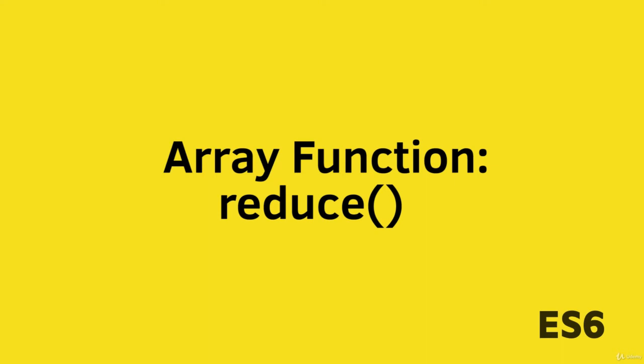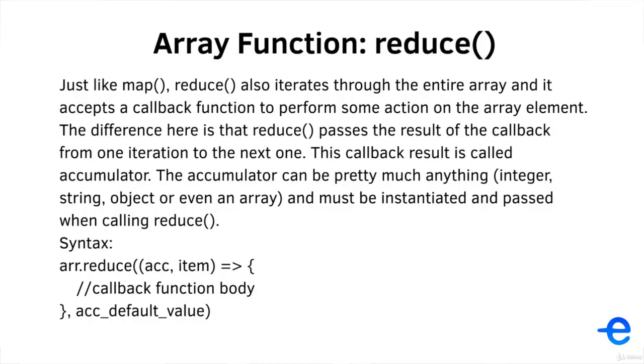In this video, we will learn about a new array function called reduce. Just like map, reduce also iterates through the entire array and it accepts a callback function to perform some actions on the array items. The difference here is that reduce passes the result of this callback from one array element to the next one. This result of callback is called accumulator.